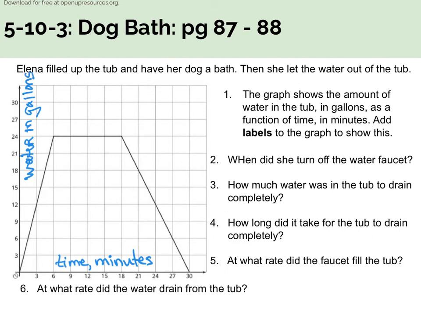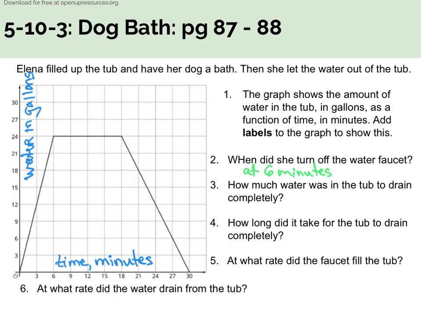All right, let's go ahead and figure out, when did she turn off the water faucet? Pause and answer that question, and then come back to me. Let's look at this graph. So it starts down here, right? This is where there's no water, and then she fills it. And then here it ends up stopping, right? So where did that happen? Well, that happened at 6 minutes.